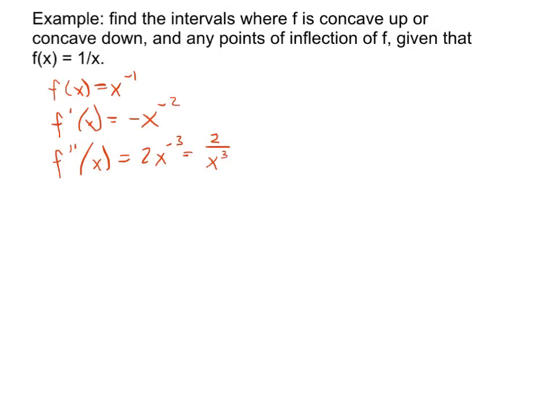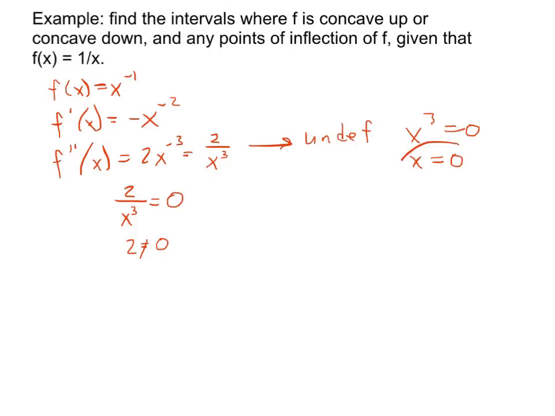Just like we did before, we need to look at where this is undefined. This is clearly undefined when the denominator x cubed is equal to 0, in other words, when x is 0. We also need to look at where 2 over x cubed is equal to 0, but that only happens when the numerator is 0, and 2 is never 0. So my only critical number, the only number to work with, is 0.